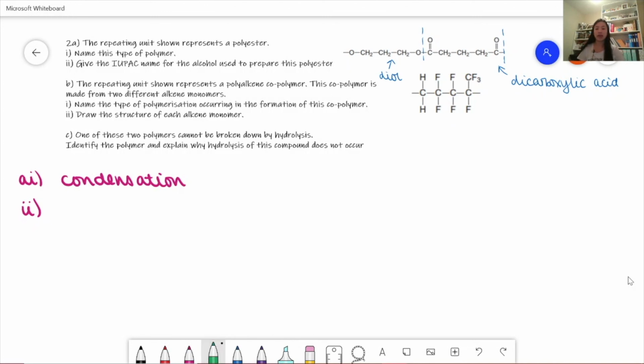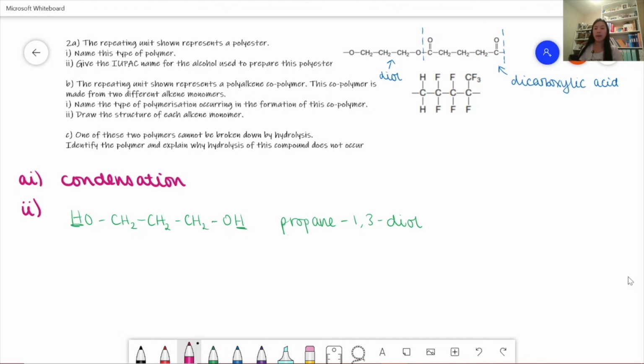And so if I draw this out, it is HO and then CH2, CH2, CH2, and then OH, because after we split up this C double bond O bond, to get the dicarboxylic acid section and the diol section, we have to add the bits of water back on. And so we add these hydrogens back on. So this is the diol that we get. So then this diol would be propane-1,3-diol, because the two OH groups are on the first and the third carbons.